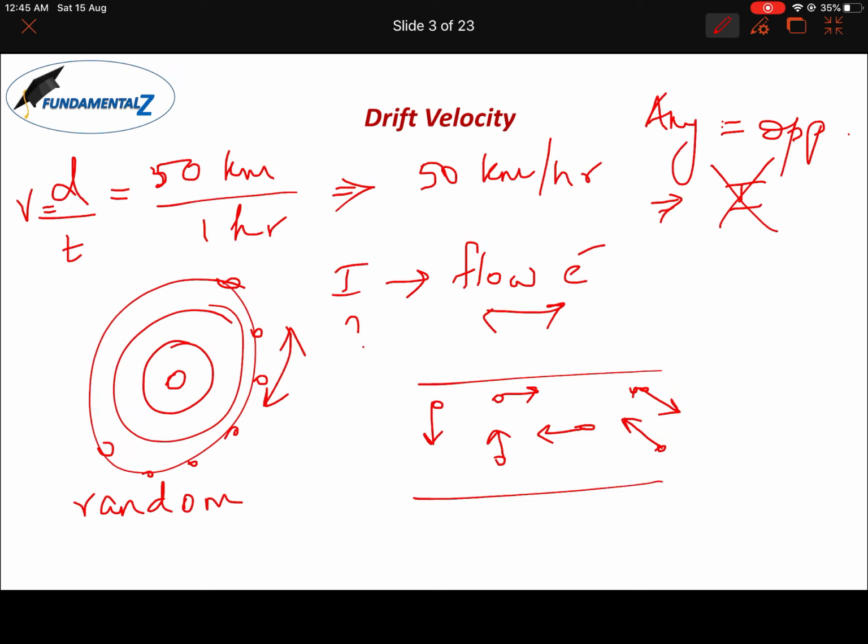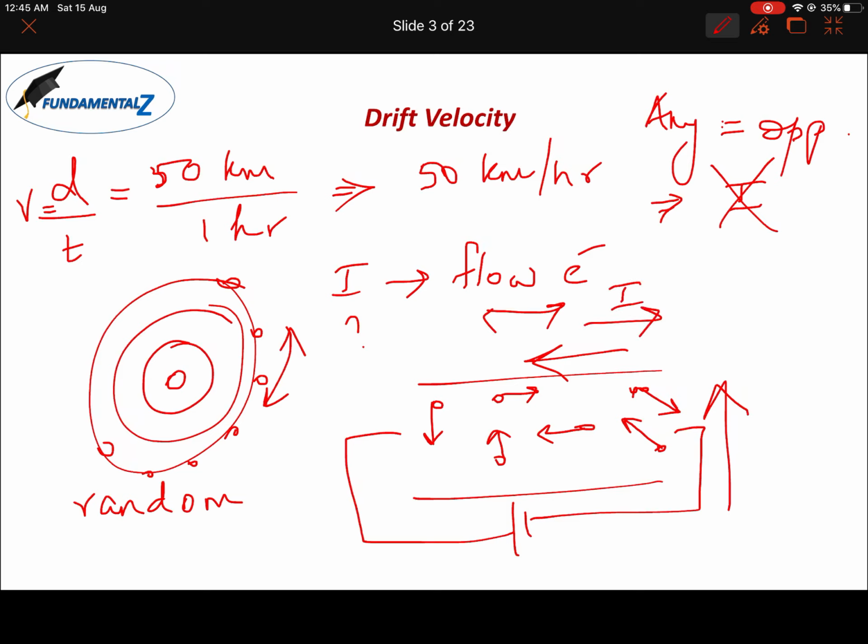So when is current flow possible? When I connect this conductor to a battery or a power supply, only then is current flow possible. Then all these electrons will begin to flow in a direction opposite to that of the negative terminal of the battery, and simultaneously current will flow in the opposite direction. So this is how current flows, and the velocity or the speed at which these electrons travel is known as drift velocity.